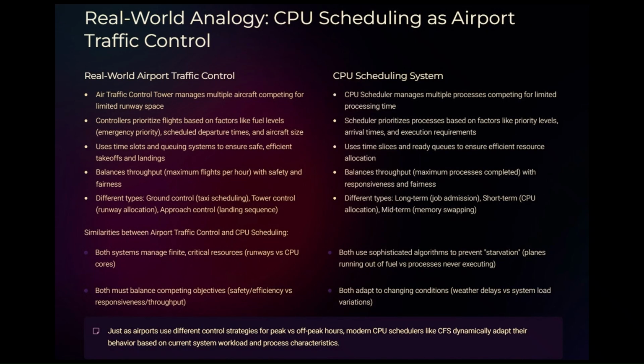Real-world analogy: CPU scheduling as air traffic control. This slide draws a real-world analogy between CPU scheduling and air traffic control. Just like an air traffic controller manages multiple flights competing for limited runways, a CPU scheduler manages multiple processes competing for limited processing time. Both systems use scheduling techniques to ensure efficiency, fairness, and safety while balancing throughput. They also adapt to changing conditions such as flight delays or system load to maintain smooth operations.